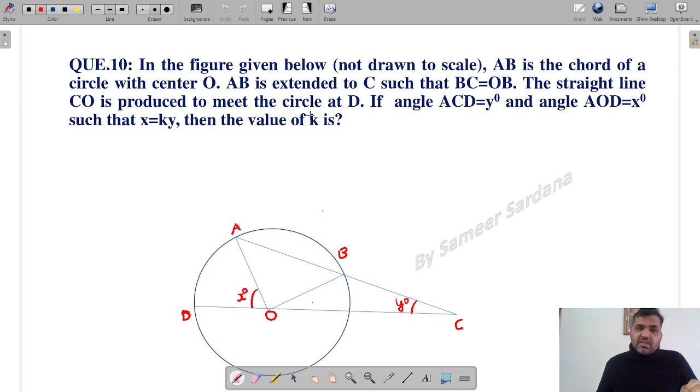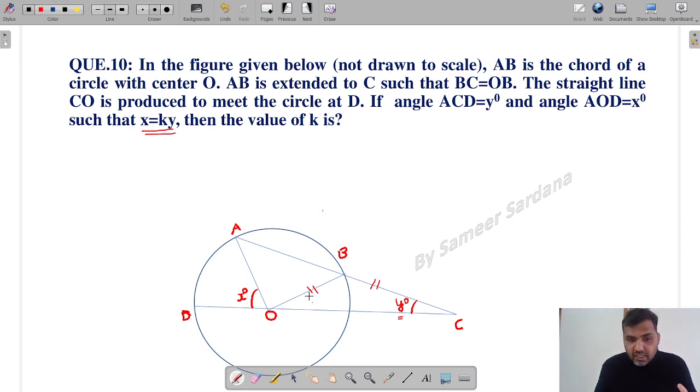Here's the next question, guys. In the figure given below, not drawn to scale, AB is the chord of a circle with center O. AB is extended to C such that the length of BC is the same as OB. The straight line CO is produced to meet the circle at D. Angle ACD is Y degrees and angle AOD is X degrees. X is equal to KY, then the value of K is what?